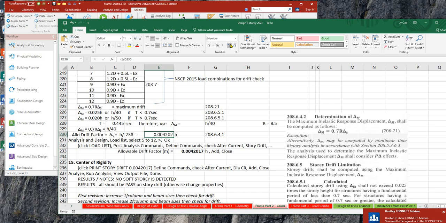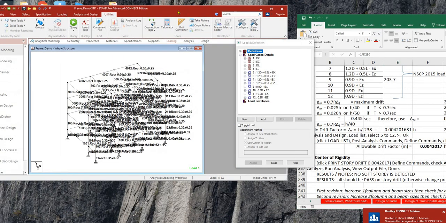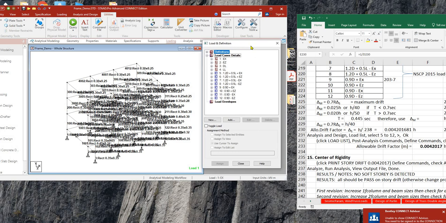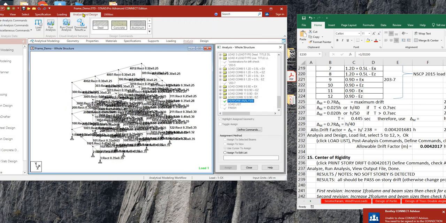So that is 0.004217. Okay? So punta tayo ngayon kay STAAD. Punta tayo kay Analysis and Design dito.